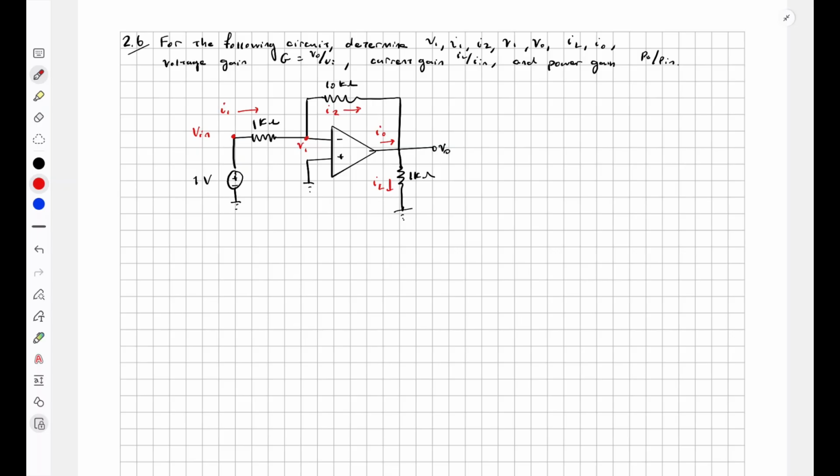So first of all, virtual short, remember, in the ideal op amp, this voltage is the same as this voltage. It's called virtual short. So then we can say that V1 is equal to V plus here. So V1 is equal to 0 volts. So we have found the first one.